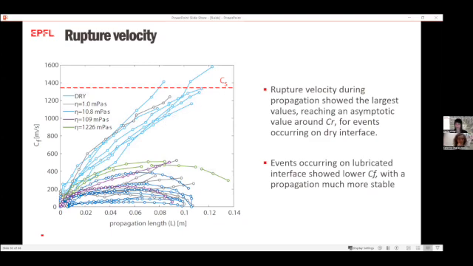However, this is not the case for the ruptures occurring under lubricated conditions, which are these ones at the bottom. They first increase with propagation length of the rupture, and then they keep propagating in a much more stable way, and then eventually decelerate or accelerate towards the end of the fault. And so this difference in behavior between dry ruptures and lubricated ruptures made us think about the rupture types that could have been different in the two cases.